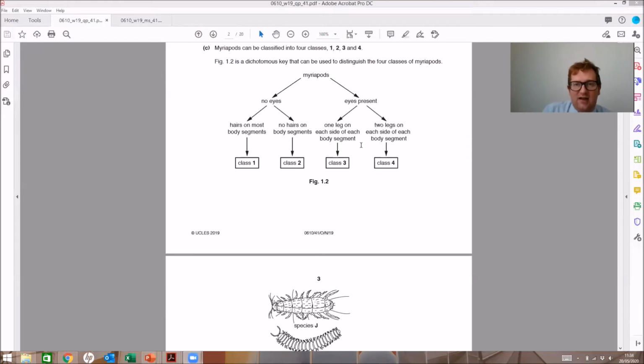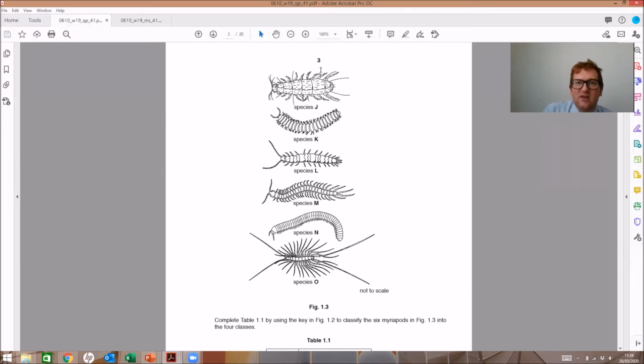So if we look now at our picture, we're going to scroll down and have a look. Here we have our diagrams. If you look closely, you can see that these species K, M, N, and O all have eyes. So that leaves species J and species L. If you remember, class 1 is the one with hairs on the body, so J is class 1. The one without hairs on their body is class 2.